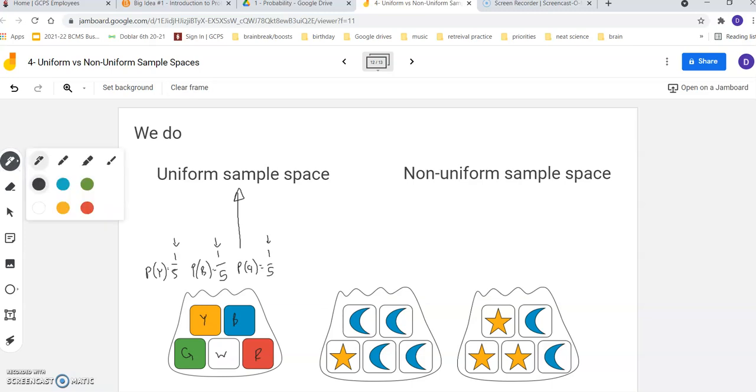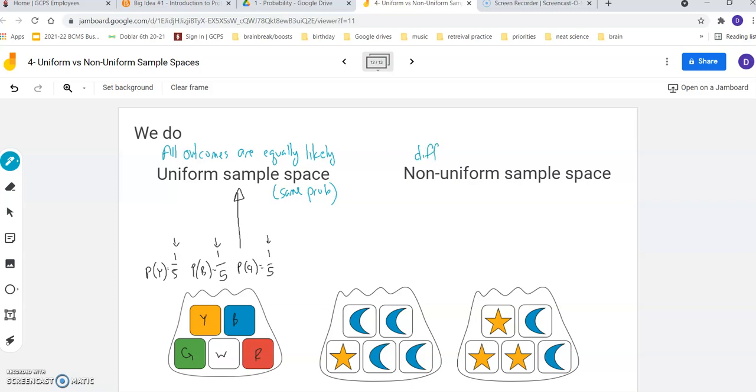If you want to write that definition, probably good for your notes. In a uniform sample space, all outcomes are equally likely. That's a good way to put it. They all have the same probability of happening. All right. In a non-uniform sample space, different outcomes have different probabilities. So they're not all the same, right?